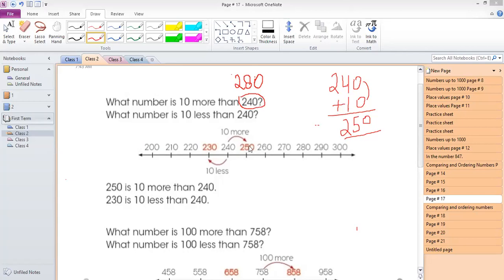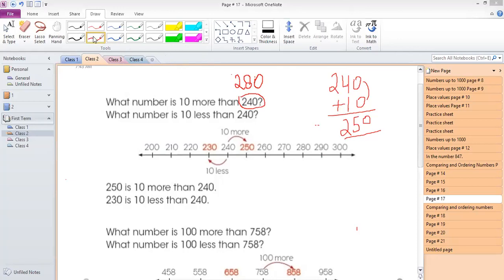Yes, guys, what is 10 more than 280? 290. That's very good. 10 more than 280 is 290. That is very good.